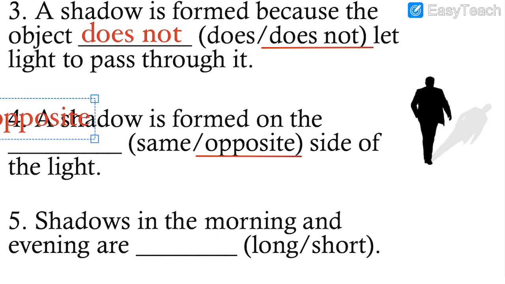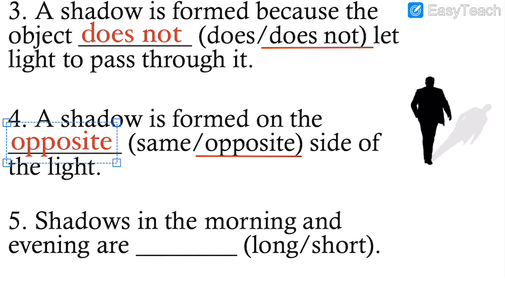Opposite. A shadow is formed on the opposite side of the light, not on the same side. Here it is shown. Next, shadows in the morning and evening are dash.